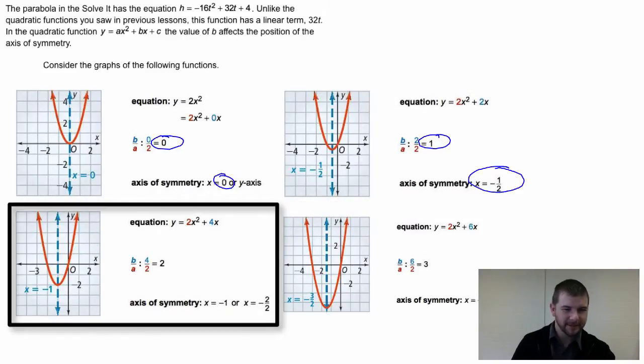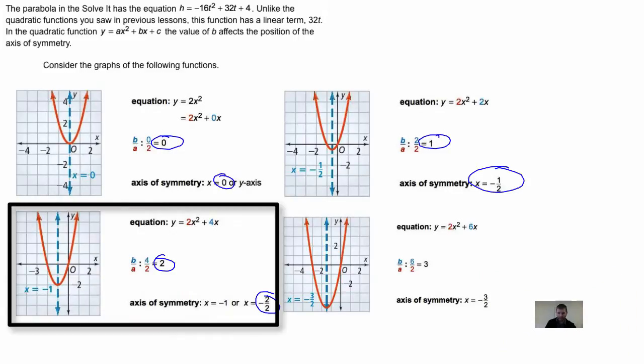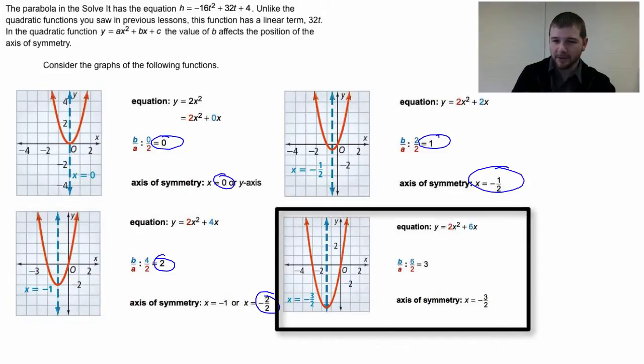Here to the bottom left, our equation, y equals 2x squared plus 4x. Note b over a is 4 over 2, and that's just 2. And notice our axis of symmetry, negative 1, which the book is kind enough to point out to us, can also be written as negative 2 over 2. We should be beginning to see a pattern here. But let's make that a little more concrete with a fourth example. The equation y equals 2x squared plus 6x. b over a is 6 over 2. We know that reduces to 3.